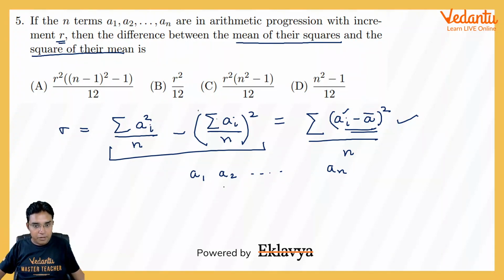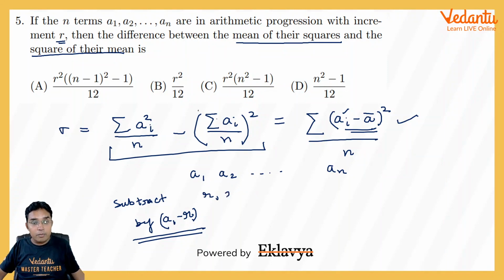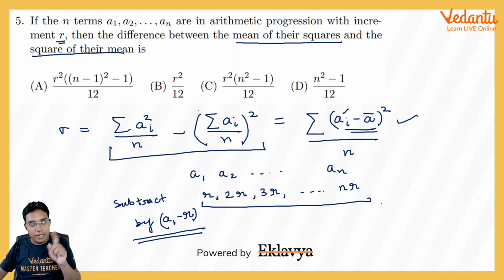For example, if I subtract every data by A1 minus R. Why I have done A1 minus R, you will very soon come to know. If I subtract every data by A1 minus R, the first one will become R. A2 will become 2R, yes or no? Because A2 minus A1 plus R, so it will be 2R. Next it would be 3R and so on, and then the last one will be NR, you can check. So actually we have to find the variance of this data: R, 2R, 3R and so on up to NR.